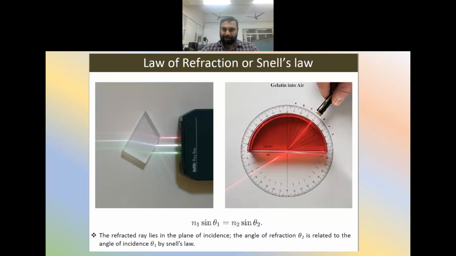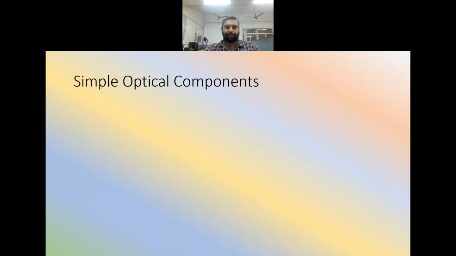So here it is also showing an example of the law of refraction. On the right side, that red material is the gelatin, and from the air the light is passing through the gelatin, and at the outside it is also passing through the air. So at that time the light will experience a slight bending, or refraction.